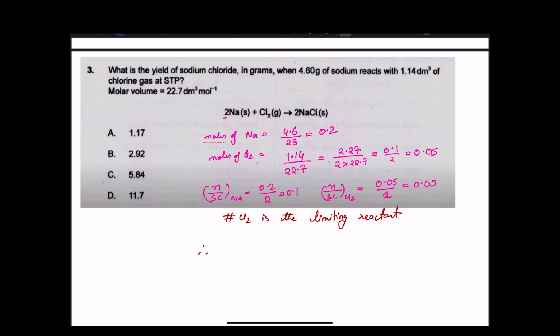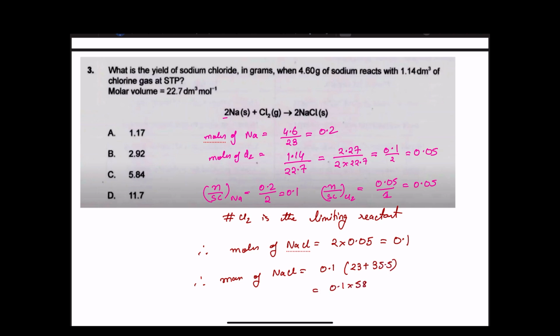And now I have to find the moles of NaCl. So if I take the molar ratio of NaCl and Cl2, it's 2:1. So moles of NaCl will be twice the moles of Cl2, that's 0.1. And the mass of NaCl will be 0.1 times, sodium is 23, chlorine is 35.5, so 58.5. Gives you 5.85 grams, which is option C.